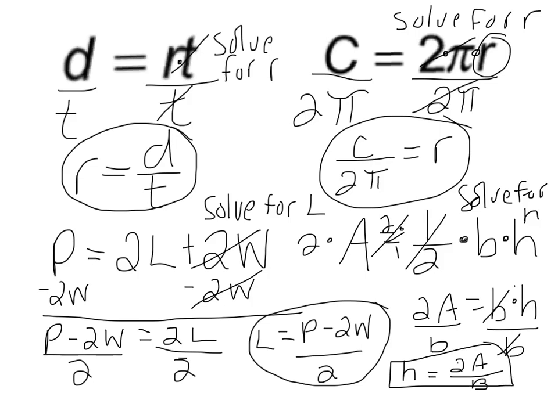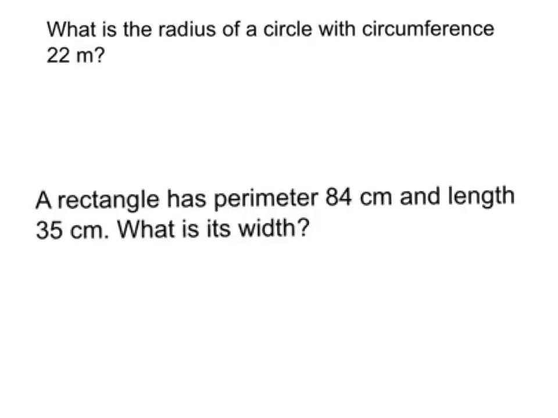Okay, so there are 4 examples of literal equations right there. Alright, you may also see some word problems where you have to deal with them. So what is the radius of a circle with circumference of 22 meters? Okay, well, first of all, you want to set up your equation. Now, remember I told you that circumference is equal to 2 times pi times radius.